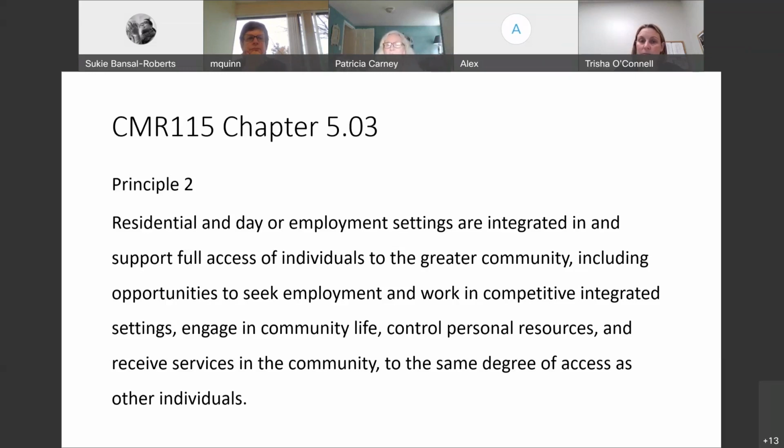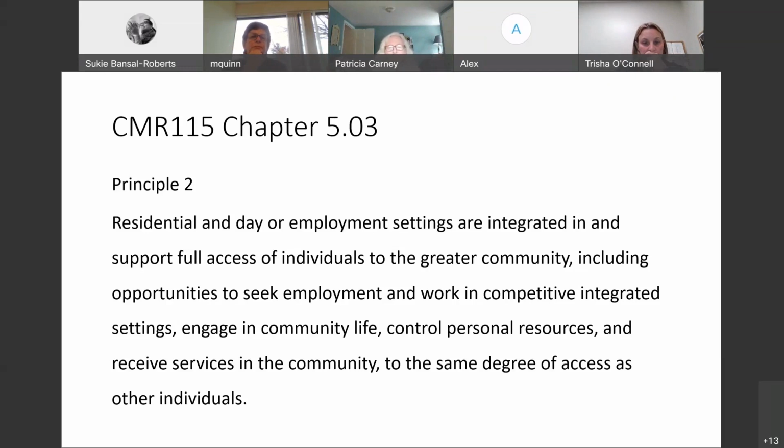Some of you know I'm a sexuality educator. So when I read engage in community life and control personal resources, I include in that pursuing personal, romantic, or sexual relationships, if that's part of what the person sees as the good life that they would like to pursue.